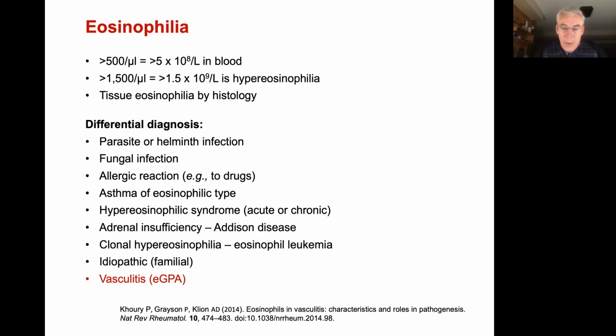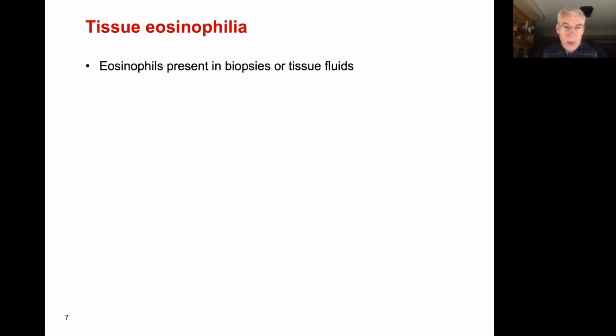And I have a number of references at the bottom of the slide. So for those who are interested and want to dig in a little bit more into some of the things that I'm mentioning, I warmly recommend looking up these papers, mostly reviews like this one, for example, in Nature Reviews in Rheumatology. Just a few things about tissue eosinophilia.